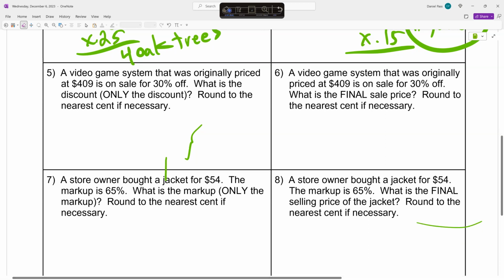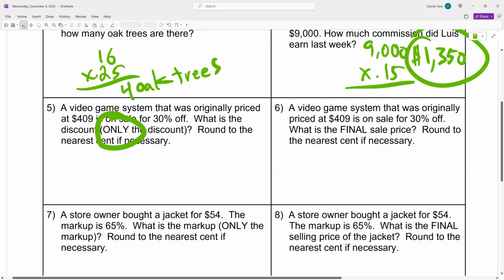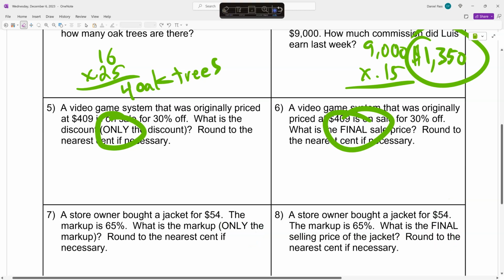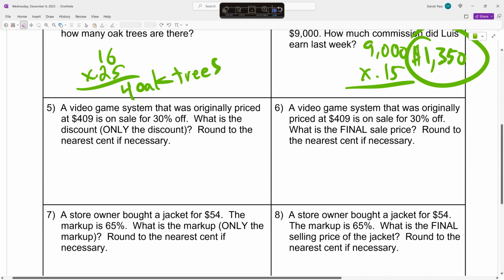By the way, on number 5, 6, 7, and 8, I put these only and final price problems right next to each other. Now I know in other years on tests we put them all around the paper, all mixed up. So this hopefully will make it easier for you. Only price and then final price. Okay, so pay attention to that, please.